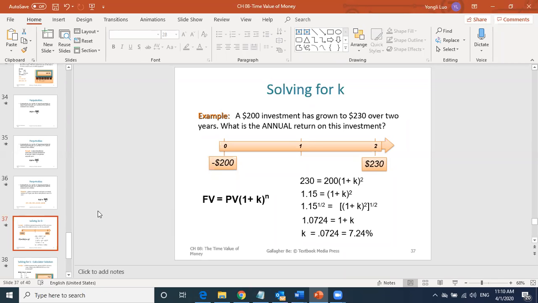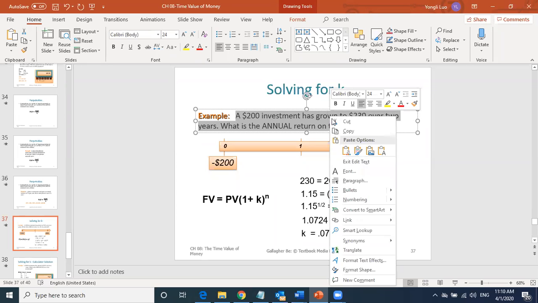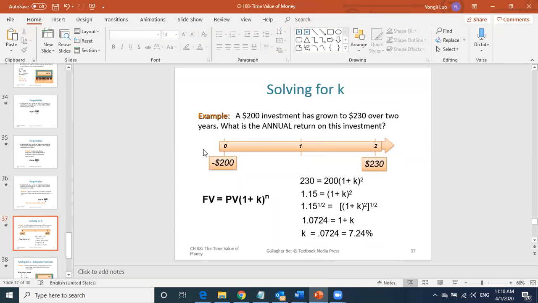Okay, next we're going to go over another function called yield, or solving for k. So let's say you have a $200 investment that has grown to $230 over 2 years. What is the annual return on this investment? It is solving for k. Sometimes we call the k the interest rate, hurdle rate, required rate of return, or yield. Y-I-E-L-D. So how do you do this?